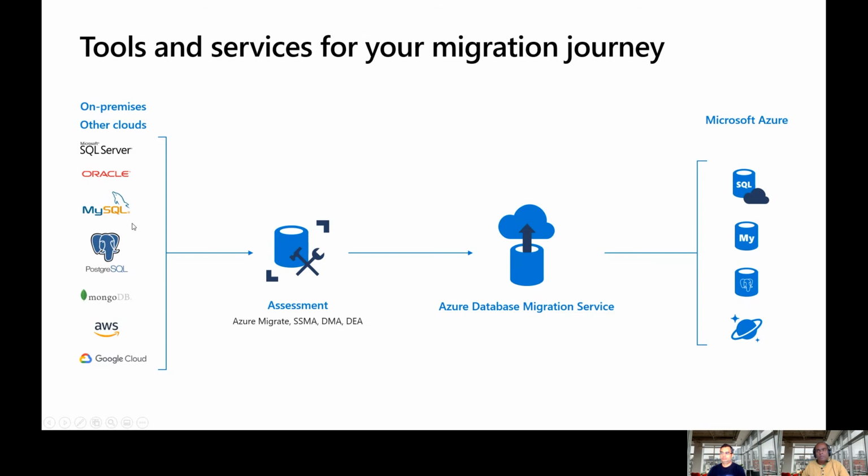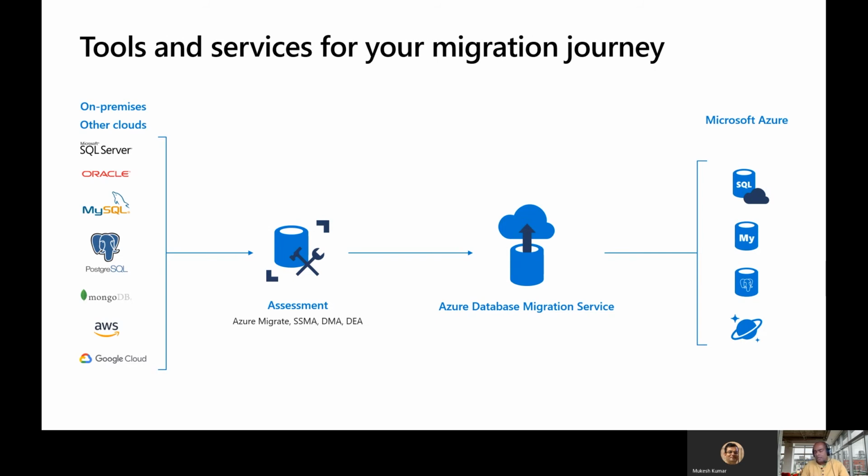We also support open source databases like MySQL and Postgres that you can migrate to Azure as well. And we also support MongoDB to Cosmos DB. Not only that, we support migrating from on-premises environments, and from other clouds like AWS and Google. Mukesh articulated the various phases in the migration journey, like discovery, assessment, and migration. So these are the tools, like Azure Migrate and DMA, a combination of which you are going to use to do the actual migrations to Azure.